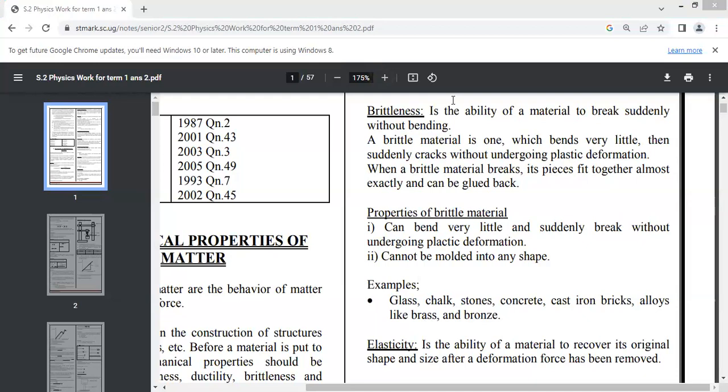Yes, Esther. Teacher. Sorry. Application of ductile materials. Okay. Yes.